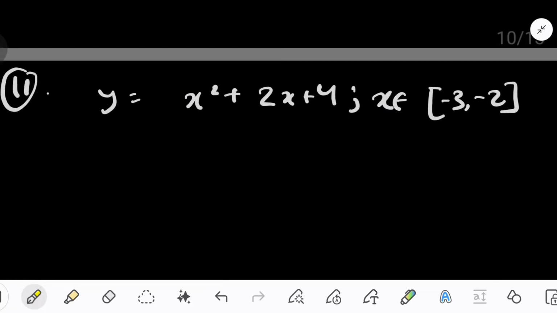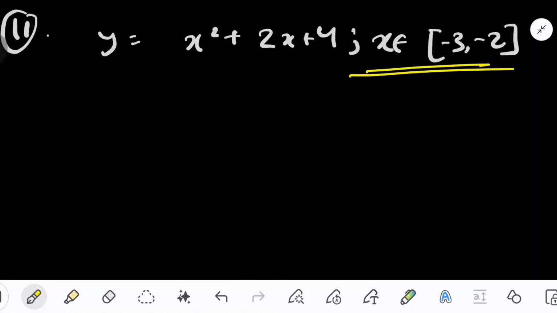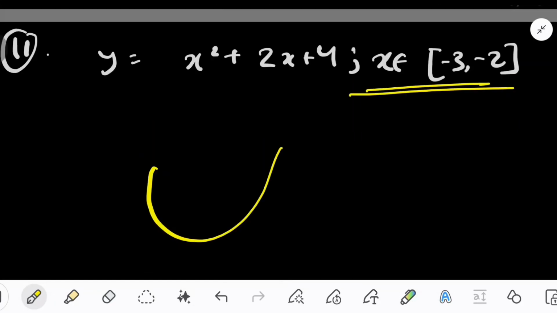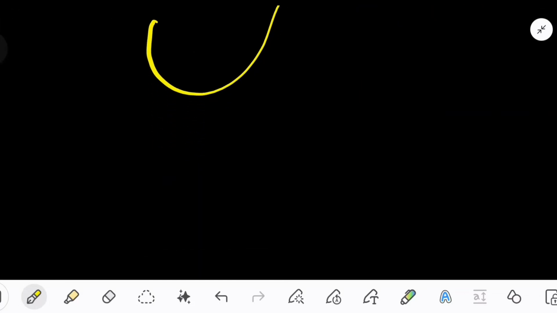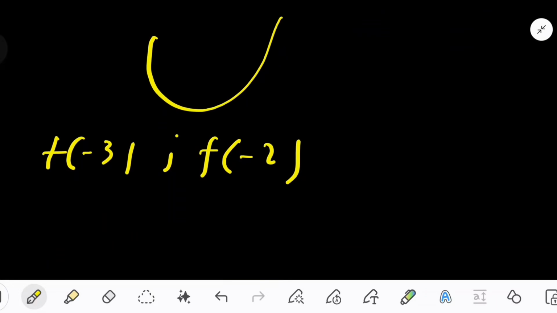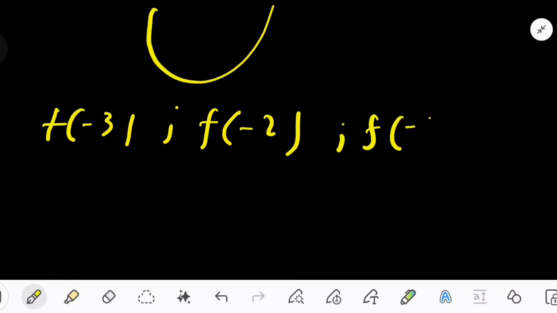Now this is an interesting question. Let me tell you. So this is also a quadratic expression, but in this case we are given some values. So basically we have to find the range in this domain. So basically this is the curve, okay? In this case what we do is that we first find the values of the function at these 2 points. So we will find f at negative 3, f at negative 2, right? We find at this value and at this value, and we find the value of the function at negative b by 2a, right?